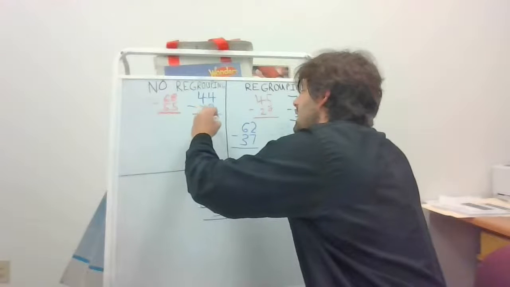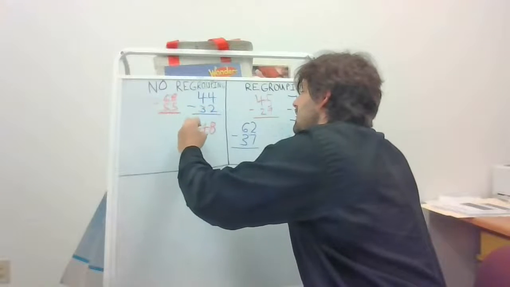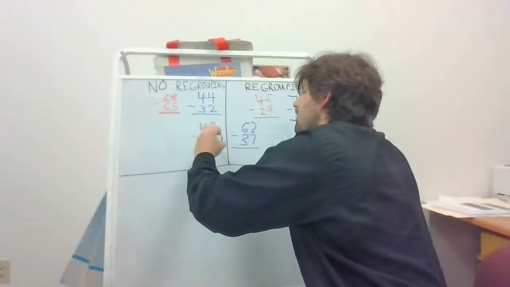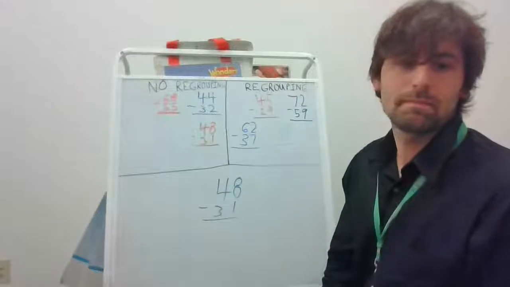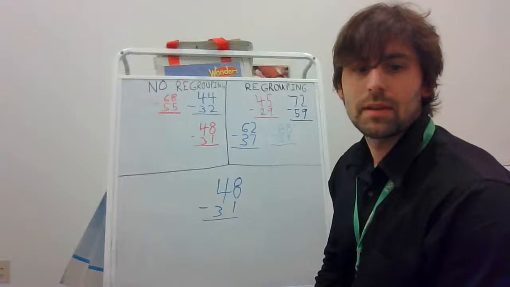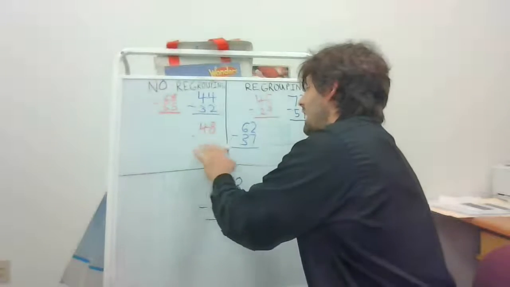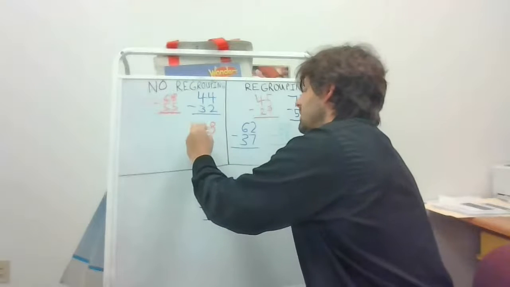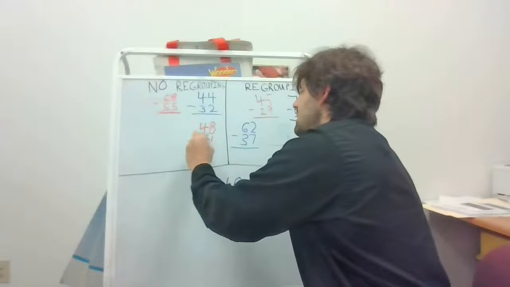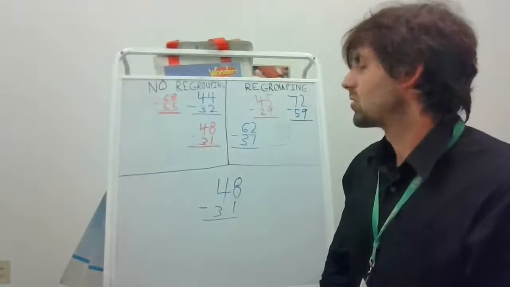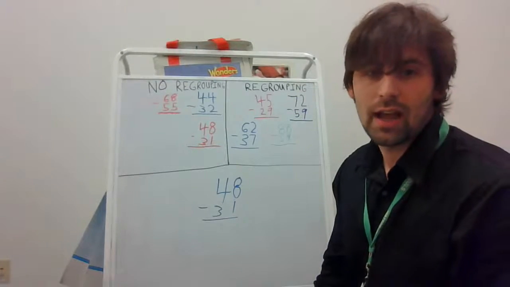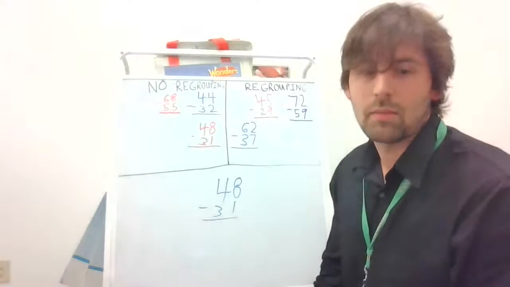So 48 minus 31. That's going to be, let me make my 3 a little bit neater here. But that would be in the category for no regrouping because both the digits on the bottom are smaller. We only regroup when there's a digit on the bottom that's bigger than a digit on the top.